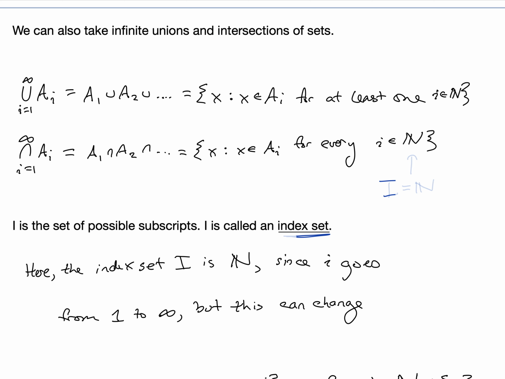So above, we see that we're letting i range over the set of natural numbers, and this is an example of an index set. So I is the set of possible subscripts. In our case, I is equal to the set of natural numbers, but this can change. We can have different index sets, like in the previous example, where i went from 0 to infinity, so it wasn't exactly the natural numbers.